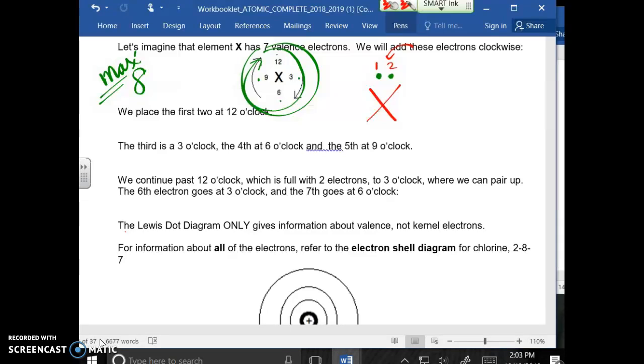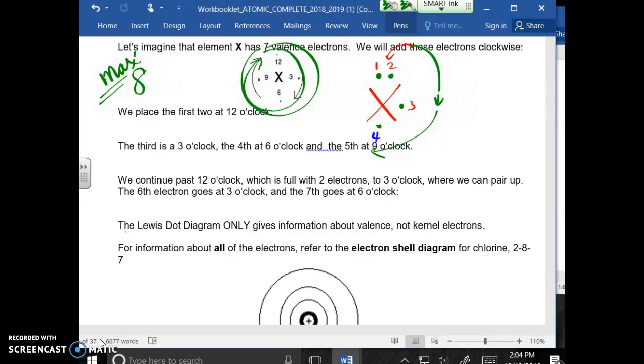Now, I can only have 2 electrons in any one place like this. So now I move to 3 o'clock, and I place my third dot. Again, just coincidentally, dot number 3. I then move to 6 o'clock, and I put the fourth dot if I have a fourth valence electron.